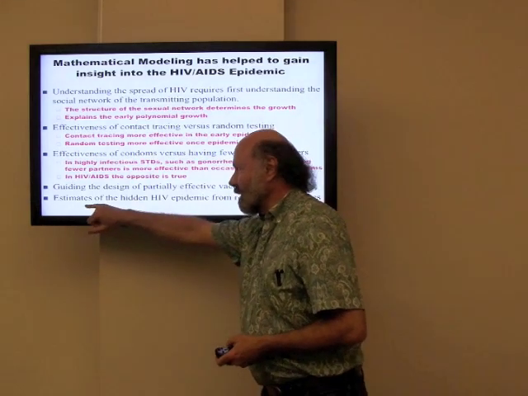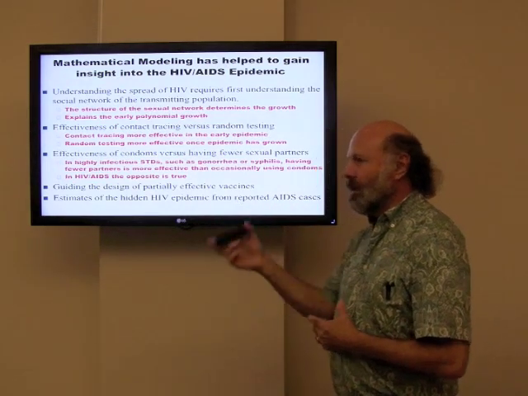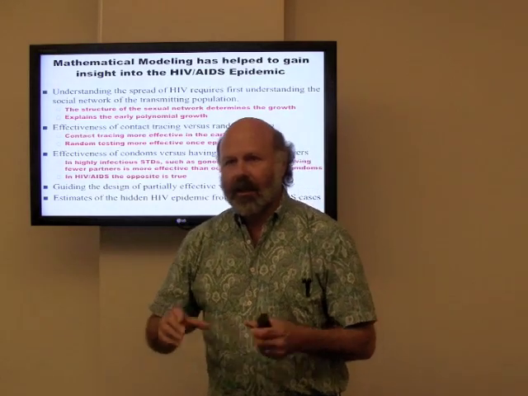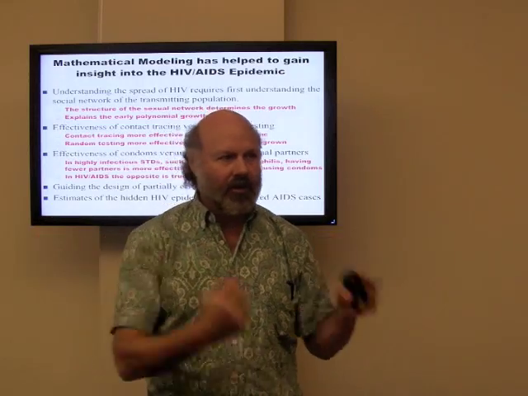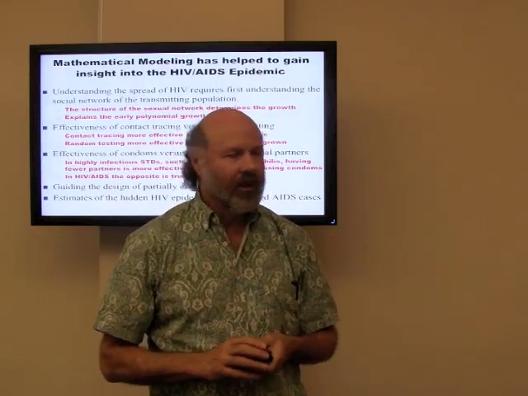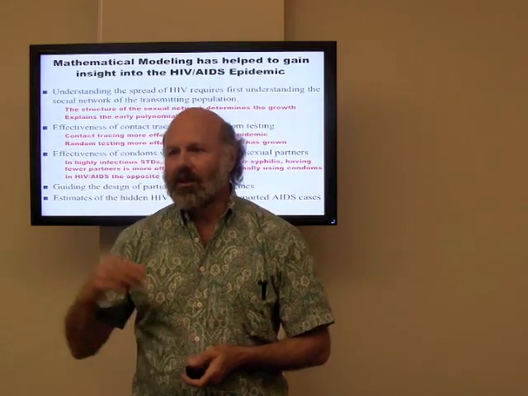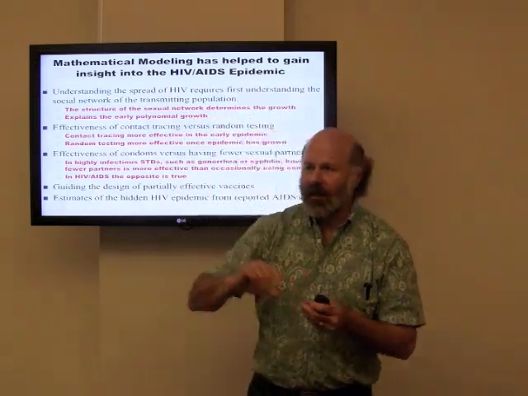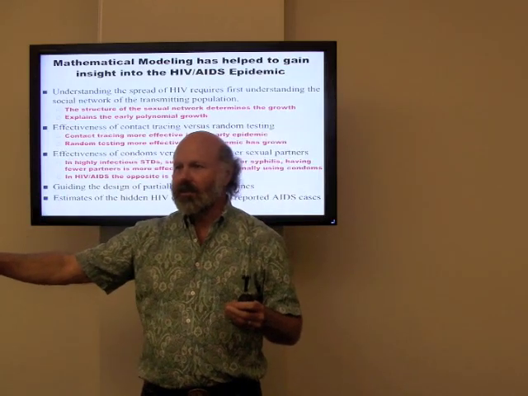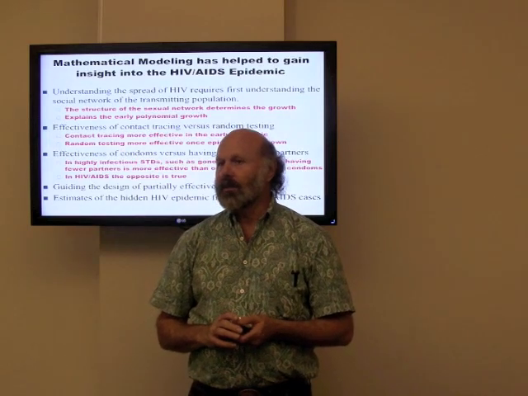One of the biggest things we did was estimate the hidden epidemic from the AIDS data. It takes 8 years from infection to AIDS. In the early epidemic, all we saw were the AIDS cases coming in the door. We had no idea how many people were infected. We can set up a mathematical model that accounts for that long delay from infection to AIDS case, and we can back solve the model so we can tell how many people were infected.